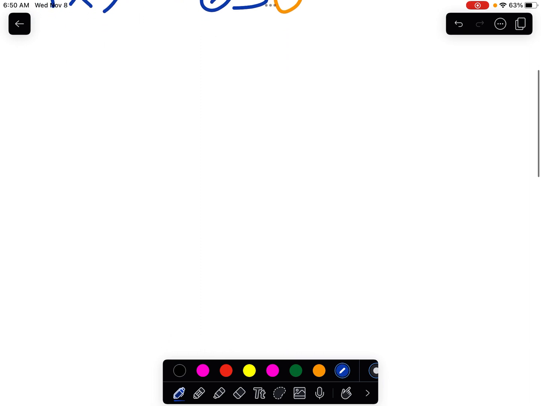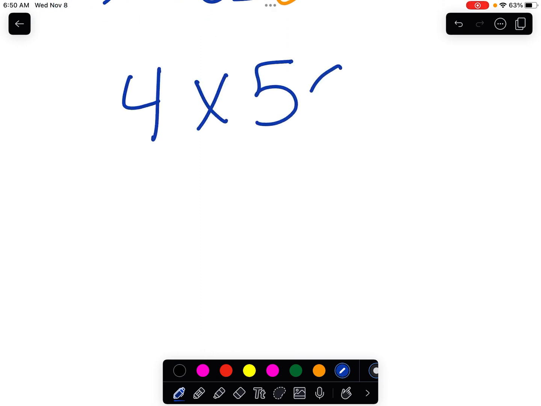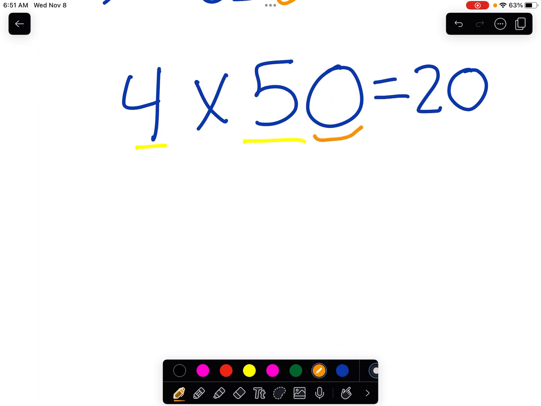Now, let's do 2 more examples. 4 times 50. Again, same thing. We're going to do 4 times 5. That's 20. So that already ends in 0, but we're not going to count that as one of the zeros that gets added. So 4 times 5 is 20. Now we look at how many zeros were in the original set of factors. We've got the 0 from the 50, and we're just going to add that on. So the answer is 200.